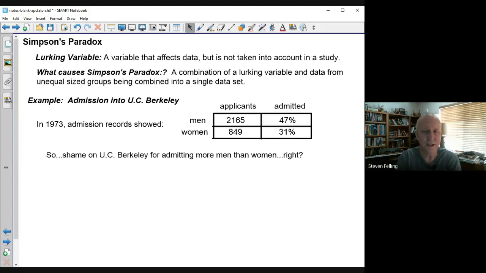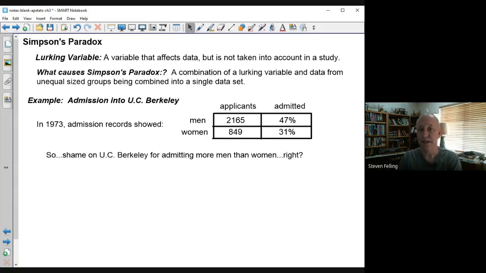This is a more advanced idea. I've never seen this actually on the AP test, but it is in the textbook, and it's an interesting topic. It just shows how seemingly innocuous use of data can still lead to incorrect conclusions. And this is based on some actual data that occurred back in the 1970s.